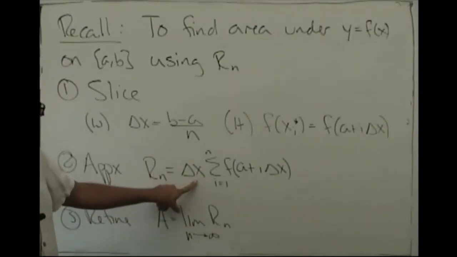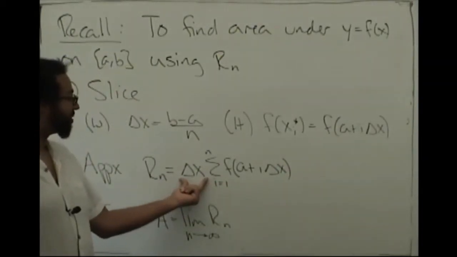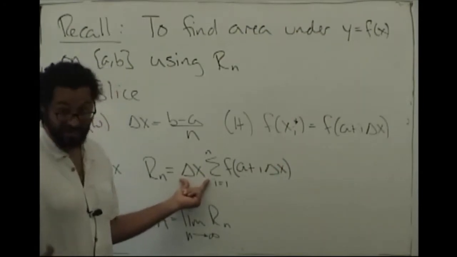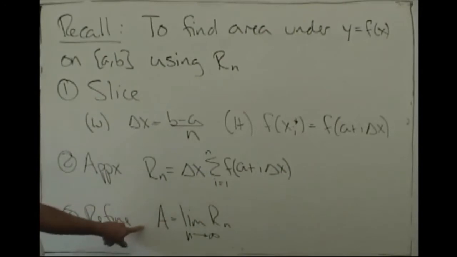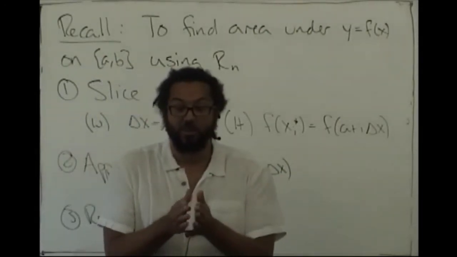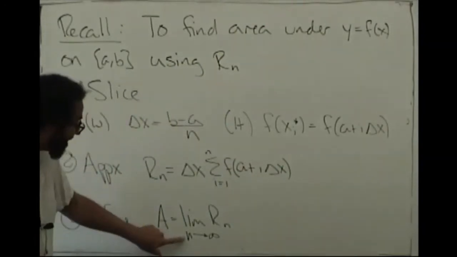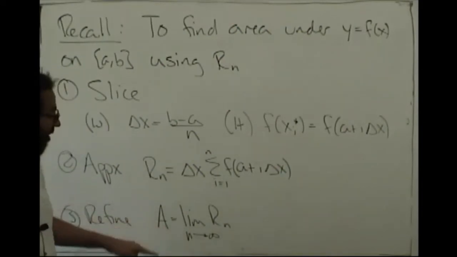That was just the width times the sum of the heights, right? We could factor out the width because it was constant. They were all the same, so we could just factor it out. And then the refine part is that we get a better approximation the more rectangles we have. So we let the number of rectangles go to infinity, and that will hone in on the exact area.